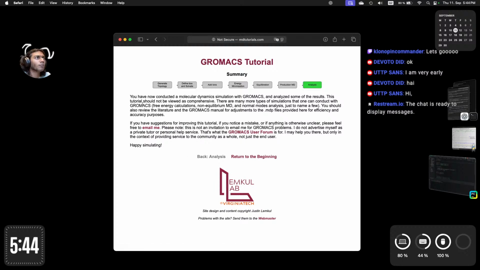You have conducted a molecular dynamics simulation with GROMACS and analyzed some of the results. This tutorial should not be viewed as comprehensive. There are many more types of simulations that one can conduct with GROMACS: free energy calculations, non-equilibrium molecular dynamics, and normal modes analysis, just to name a few. You should also review the literature and GROMACS manual for adjustments to the MDP files provided here for efficiency and accuracy purposes. If you have suggestions in improving this tutorial, if you notice a mistake, if anything is otherwise unclear, please feel free to email us.